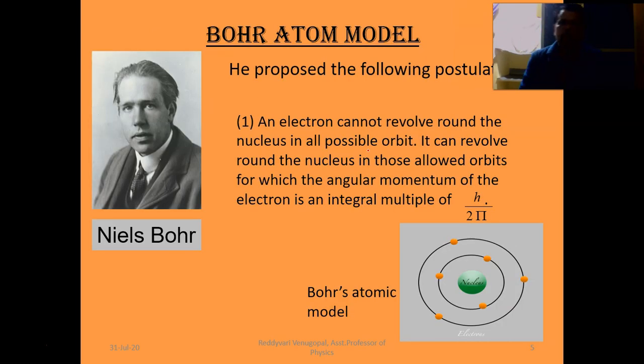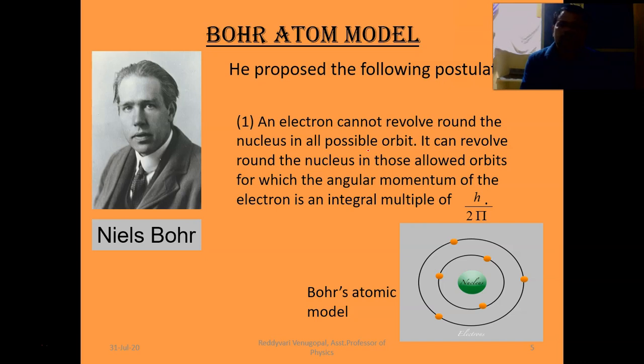Then Niels Bohr came into the picture. He is a scientist who got the Nobel Prize for this atomic model also. This atomic model of hydrogen is called the Bohr atomic model. When he put forward this hydrogen atomic model, he proposed some postulates also. The first postulate is that an electron cannot revolve around the nucleus in all possible orbits.